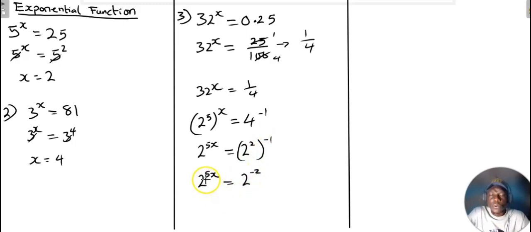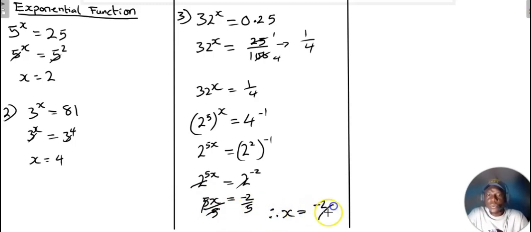Then your bases will cancel out. You are left with 5x is equal to minus 2. You have to divide both sides by the coefficient of x, which is 5. Divided by 5, divided by 5. Your 5 will cancel out. Therefore, your x is equal to minus 2 over 5. And this is our final answer.